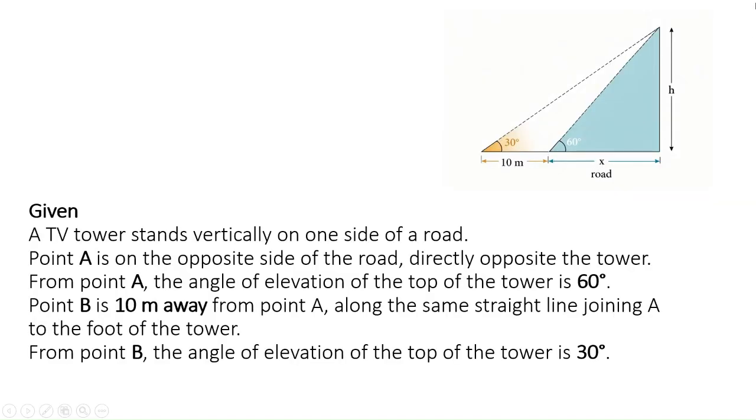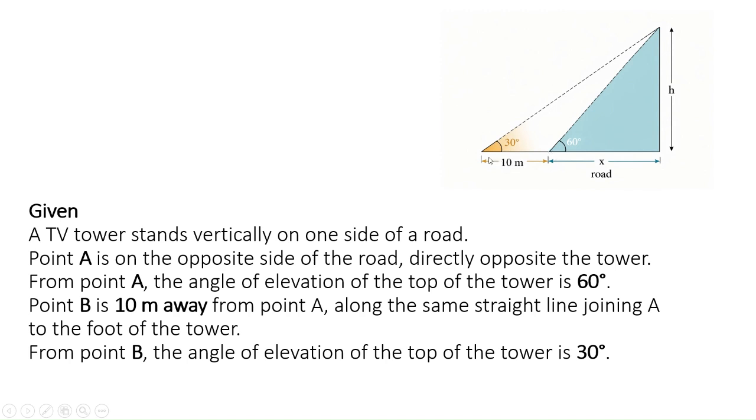Here, a TV tower stands vertically on one side of the road. So, this is the TV tower having the height h. Let us consider a point A on the opposite side of the road. Suppose this is one point, we are considering it as A, and the angle of elevation to the top of the tower is 60 degrees.